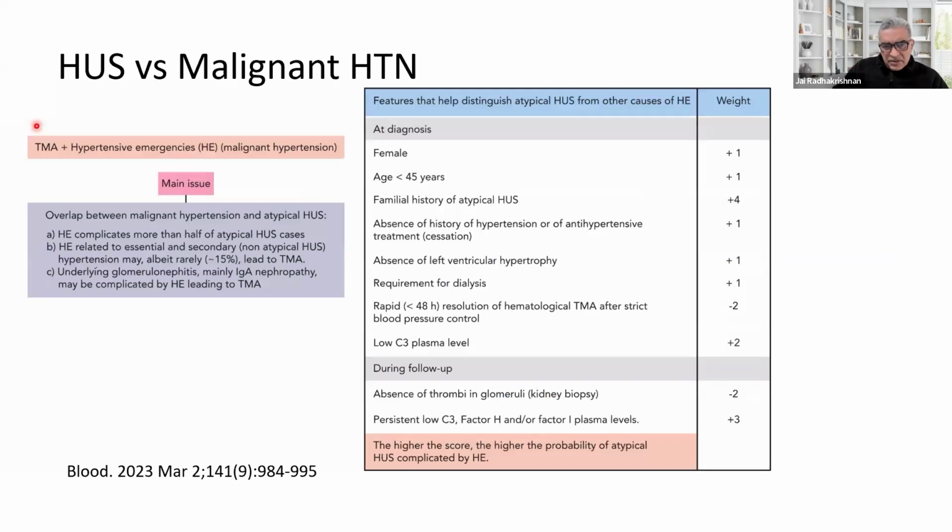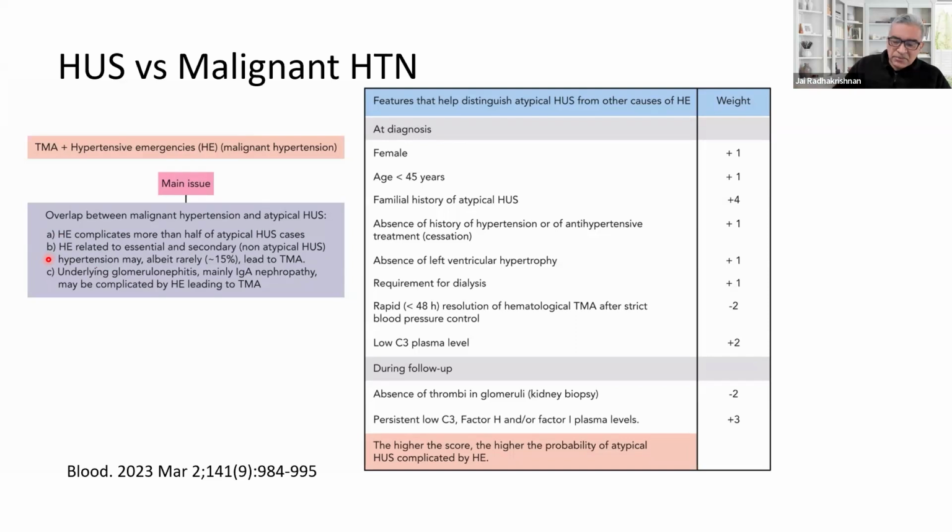Now comes the conundrum. A patient has come in with malignant hypertension, and the platelets are low. There's signs of hemolysis. There's some schistocytes. Is this all from malignant hypertension, or is there an underlying AHUS or HUS even? So a few points: hypertensive emergency is seen in more than 50% of atypical HUS. And the so-called non-atypical HUS may also lead to TMA.